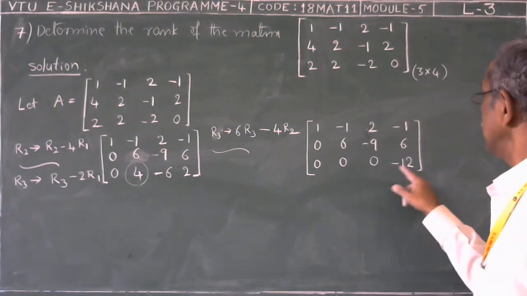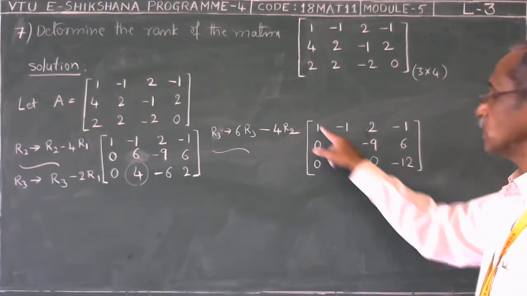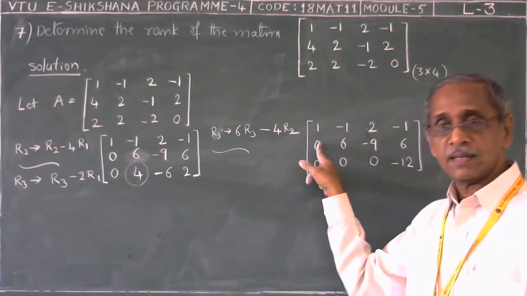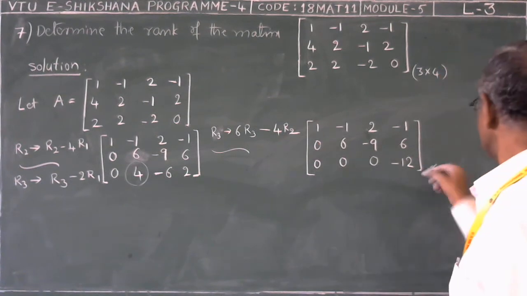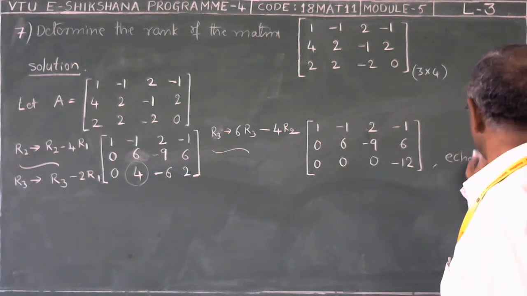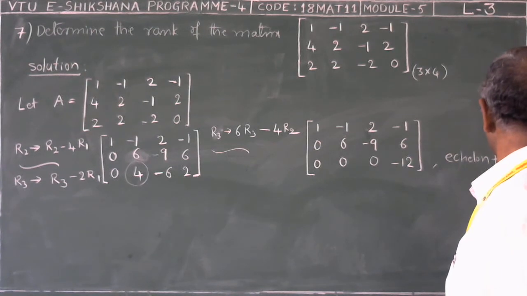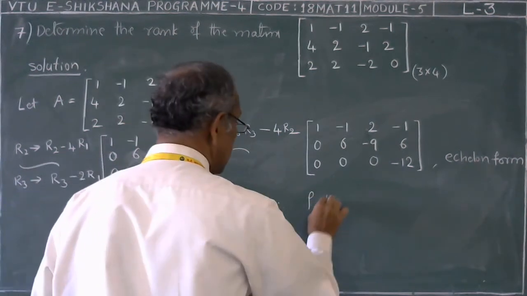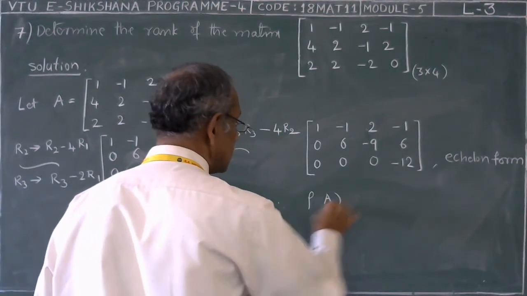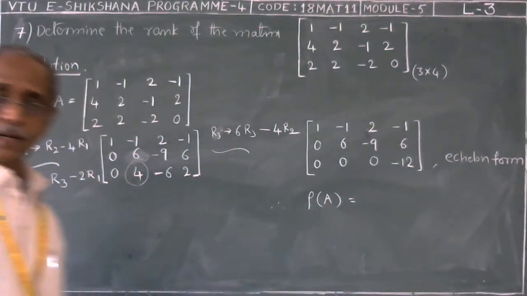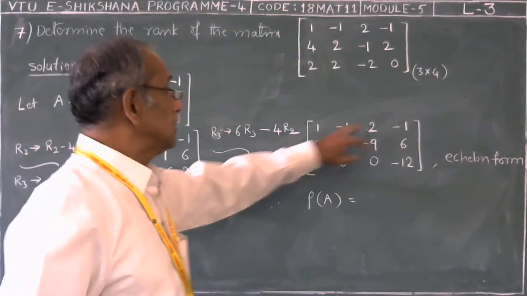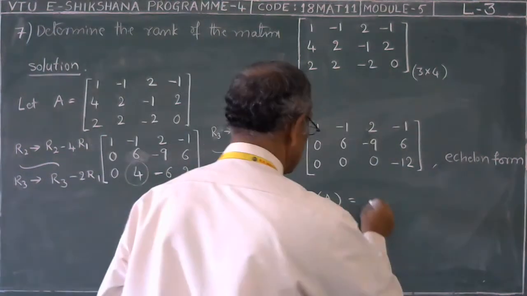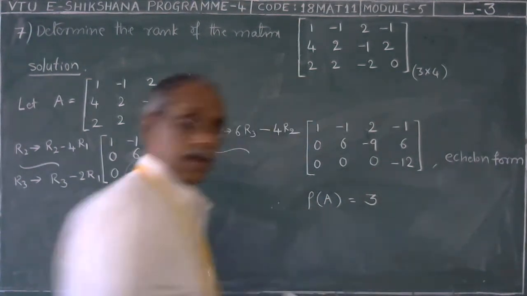Now look at this. The leading entry in the second row is to the right of the leading entry in the first row. The leading entry in the third row is to the right of the leading entry in the second row. Perfect, alright. So this is the echelon form of the matrix A. Therefore, the rank of the matrix A is equal to the number of non-zero rows of A in its echelon form, which is 1, 2, 3. So rank is 3. The rank of this matrix is 3.